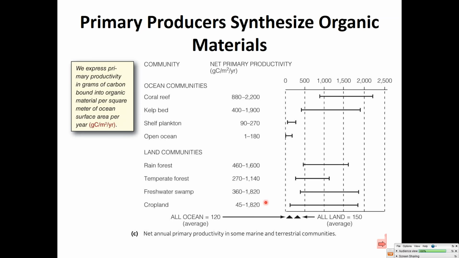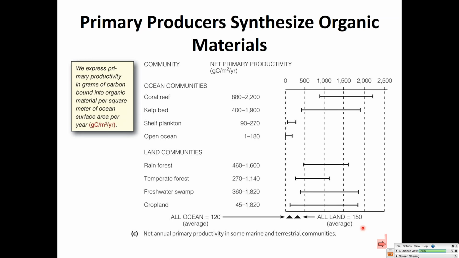And you'll see, if you average all the productivity of the ocean, it comes out to an average of 120. And if you average all the productivity on land, it comes out to the average of 150. So per square meter, land is actually more productive. There's more biological productivity or primary productivity on land than there is in the ocean. But there's a lot more of the ocean than there is land.